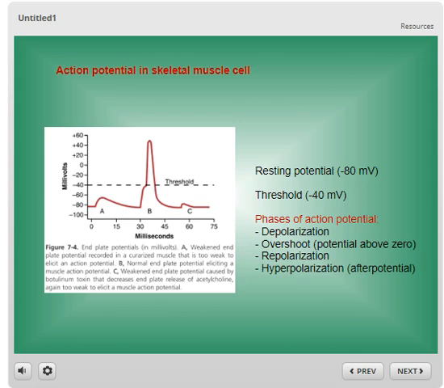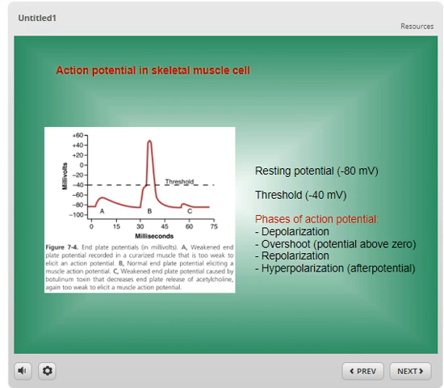The action potential in skeletal muscle cells, including key details such as resting potential, threshold, and the phases of the action potential, is similar to other action potentials. So the resting potential in skeletal muscle cells is approximately minus 80 millivolts, similar to the resting membrane potential in other excitable cells.